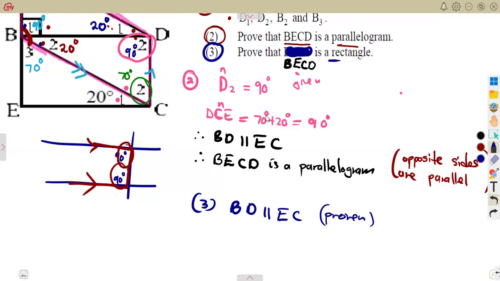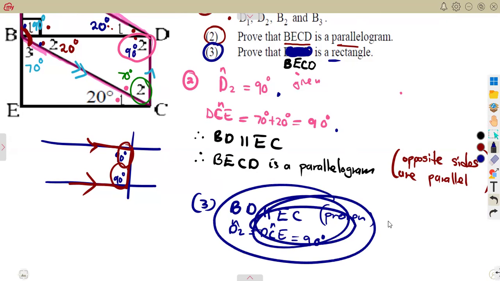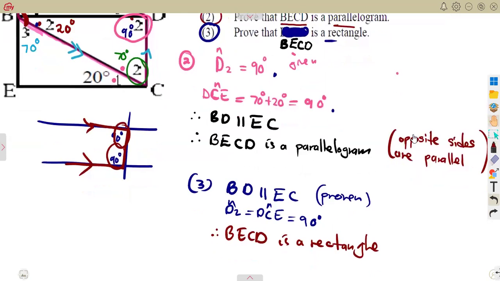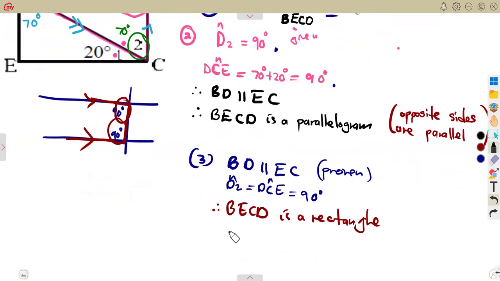Angle D, these ones, they are equal. This part and this part are equal. And we have already proved that angle D2 is equal to angle DCE, which is actually angle C, which is 90 degrees. There is no way that these two will not be parallel, and there we have an interior angle of 90 degrees. That will be a rectangle. So therefore, BECD is a rectangle.